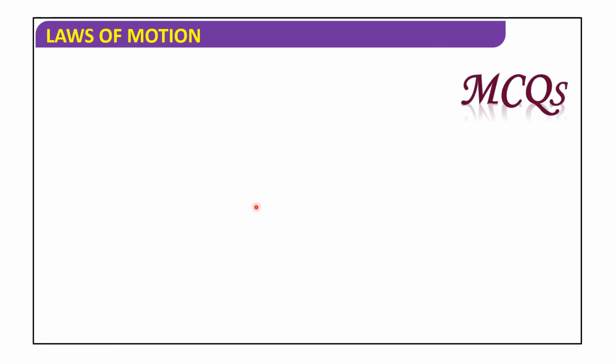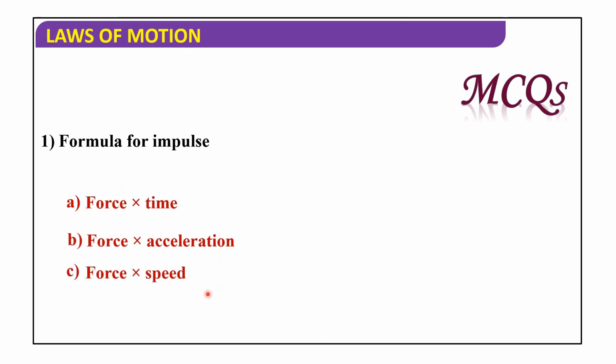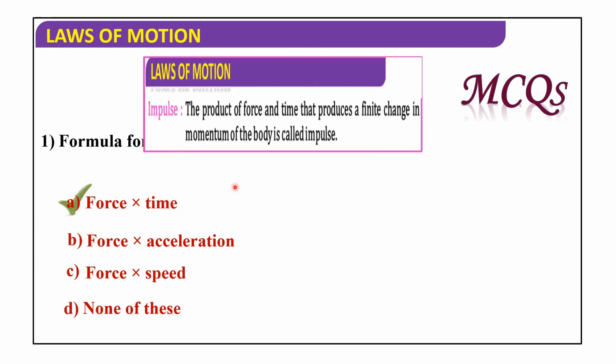Now I will discuss MCQs. First one, formula for impulse: force into time, force into acceleration, force into speed, or none of these. So the formula for impulse is force into time. Impulse is the product of force and time that produces a finite change in momentum of the body. So impulse = force × time.